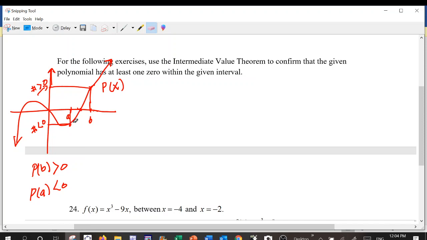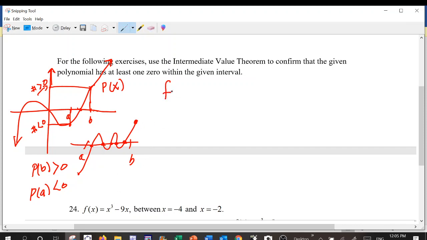Now, does it have to cross only once? No. You can think of a situation where we have A and B, so the graph is negative here, and then it goes up and down maybe several times before it goes there. So in this case, we have more than one. We have many numbers between A and B where the function is zero, right? So that's the idea of the intermediate value theorem.